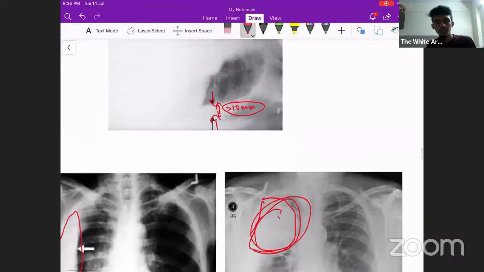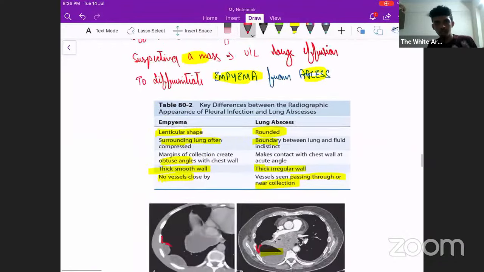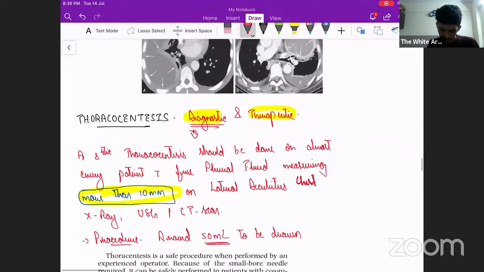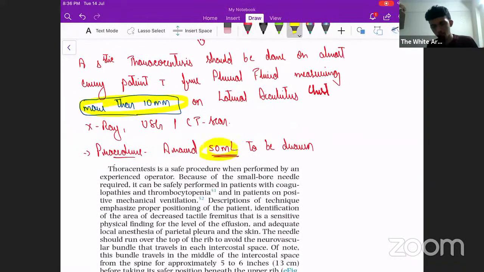Then we will get a good yield of fluid for us to do a diagnostic thoracocentesis. Even by ultrasound, you can do that. Okay, so this is what we do. How do we do the procedure? We drain around 50 ml of fluid to be drawn.